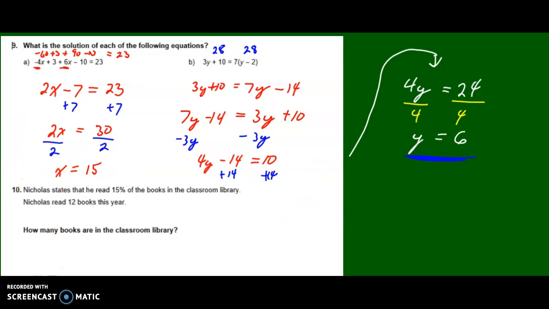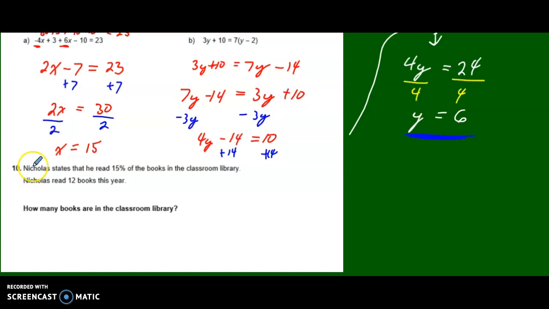Now another short answer question here, the percent question. Nicholas states that he read 15% of the books in the classroom library. Nicholas read 12 books this year. Okay, so how many books are there in the library? So 15% corresponds to 12. 12 is 15%. So there's an easy way and an easier way of doing this, but let's just say 12 books.